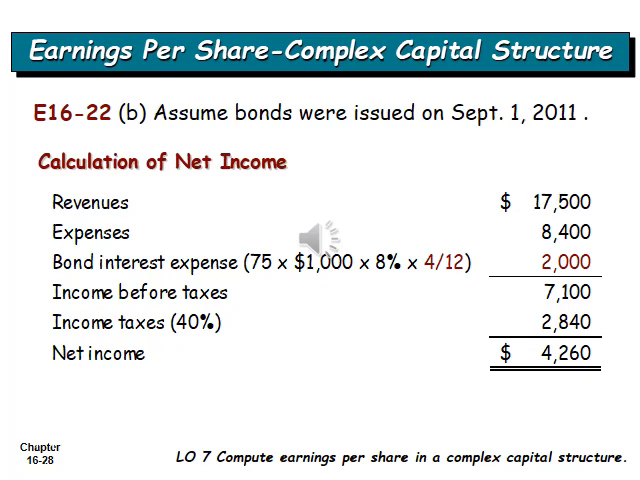So requirement number 2 is to determine the diluted earning per share, assuming that the bond was issued on September 1st, 2011. In this case, we have to calculate the net income. Revenues, 17,500, minus expenses, 8,400, minus the bond interest expense, which will be 75,000 times 8%, times 4 over 12, 4 months from September 1st until December 31st, will be 2,000. So the net income after tax will be 4,260.